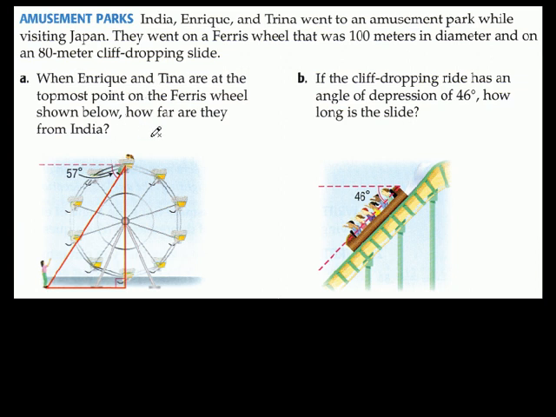When they're at the top part of the Ferris wheel, it says how far are they away from India? Not the country India, but their little friend India right here. So basically, what's this distance right here? That's what we're looking for. Let's call it D for distance. So we want to find that distance right there.